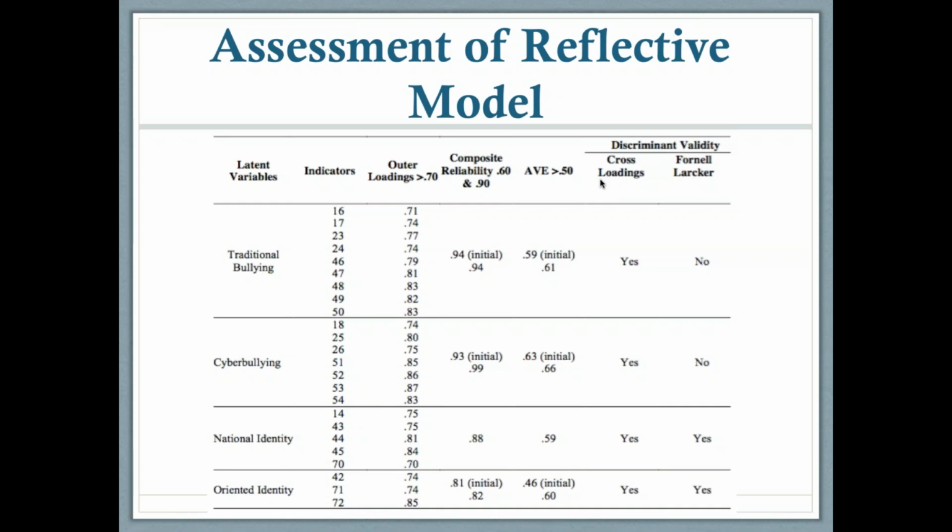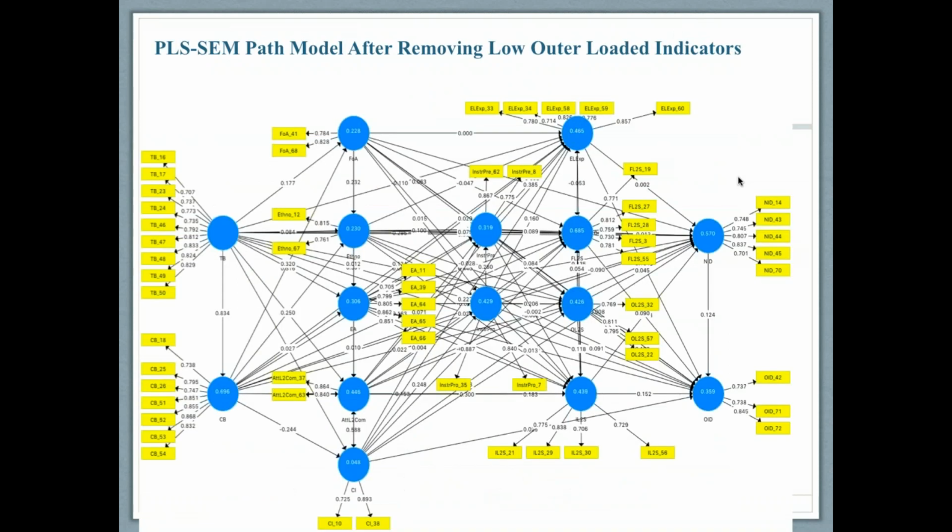So, sorry about that. Fornell-Larcker values could not discriminate between traditional bullying and cyberbullying. They were basically bullying, but again, in this case, the researchers should make some evaluations. And that's what I did. Based on the literature, traditional bullying and cyberbullying are different things. One of them is face-to-face, and the other one is done online. So I could proceed to the next stage after removing all the problematic items.